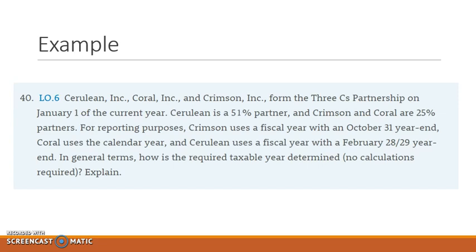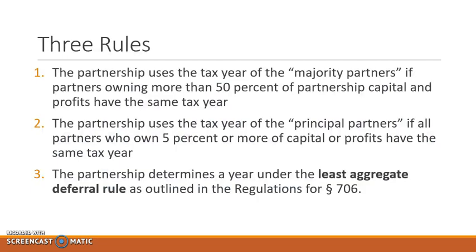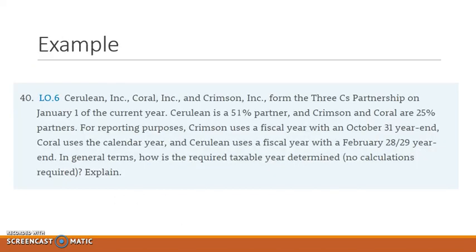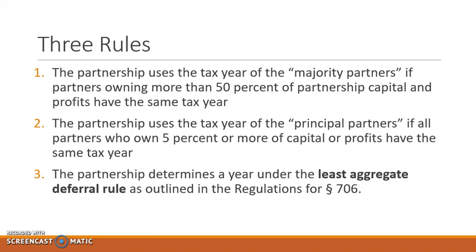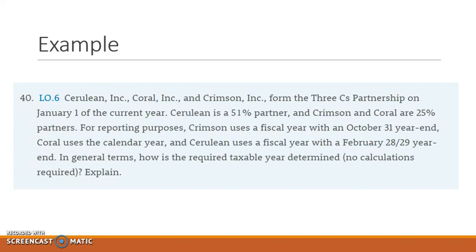So there's no calculations required. We're just going to go back to these three rules here, and you're going to start with the first one and see if it meets that requirement. This one is the majority partners, so if anyone owns more than 50%, then you're going to have that same tax year. So we can see on this one, Cerulean is a majority partner, so we're going to go with that year end, which is the February 28/29 year end. Now if it hadn't met that rule, we would have gone on to the second or third to determine what the tax year should be. But that's basically how you figure out the required taxable year of a partnership. But you can go in more depth in the textbook if you want to.